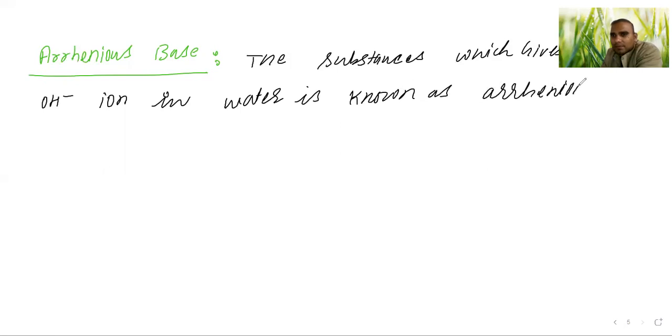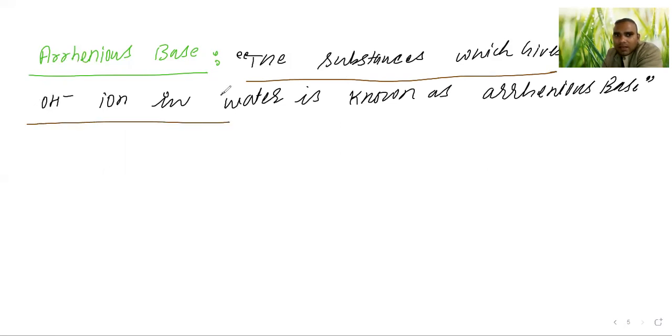Okay, what does that mean? If any substance gives OH minus ion in water, the important thing is that water is required, it is known as an Arrhenius base.